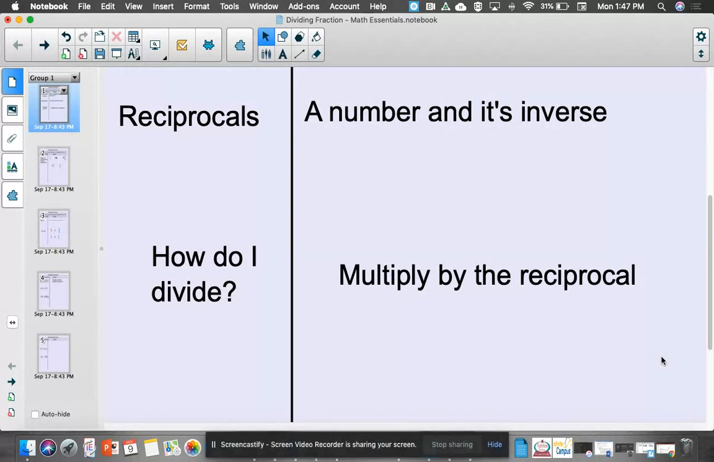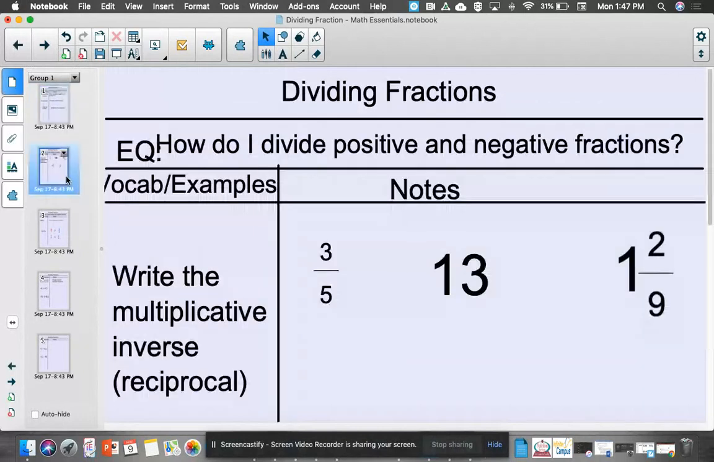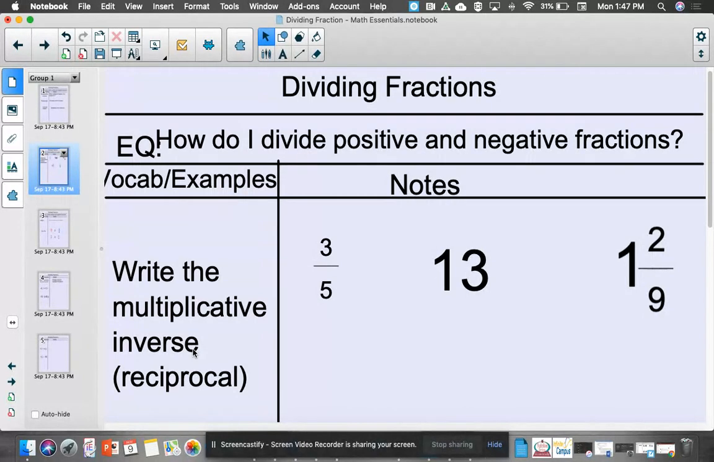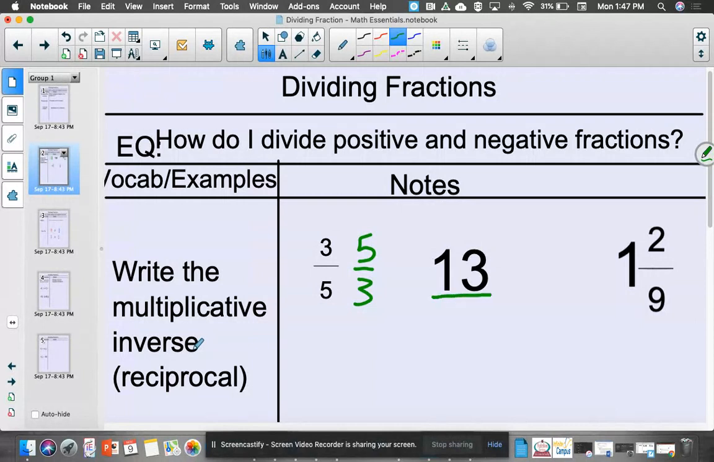So we're going to practice a few here first. Dividing fractions. Write the multiplicative inverse or the reciprocal of these. 3/5, the reciprocal is 5/3. 13, okay, anytime we have a whole number like this, you always put it over 1. So the reciprocal of 13 is 1/13.